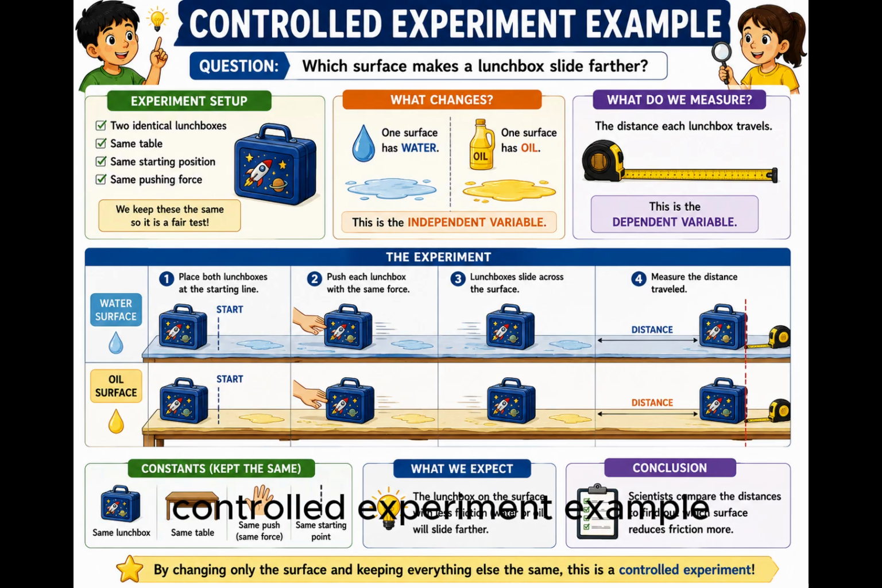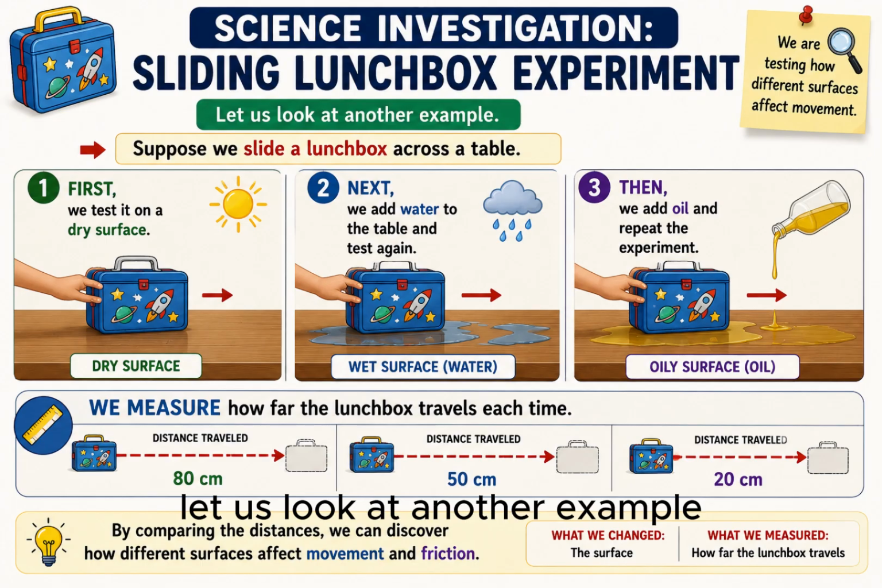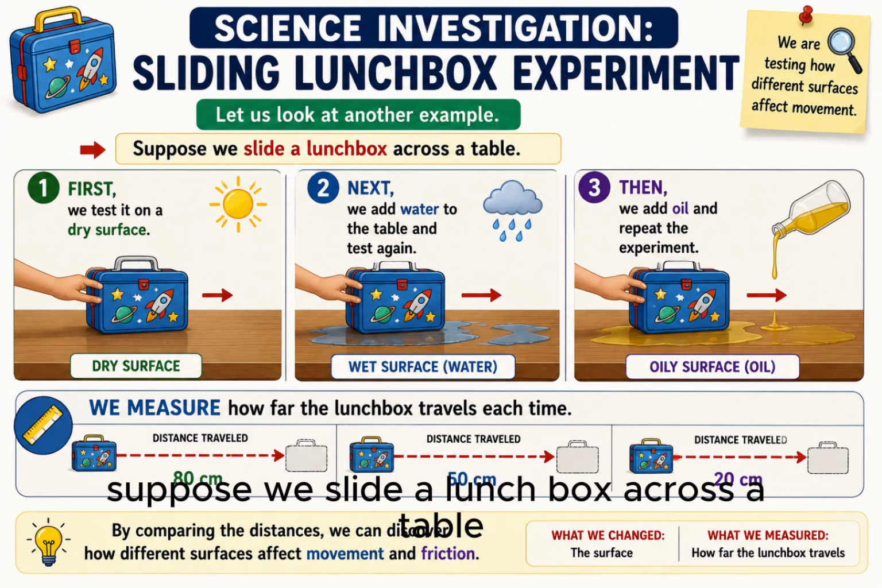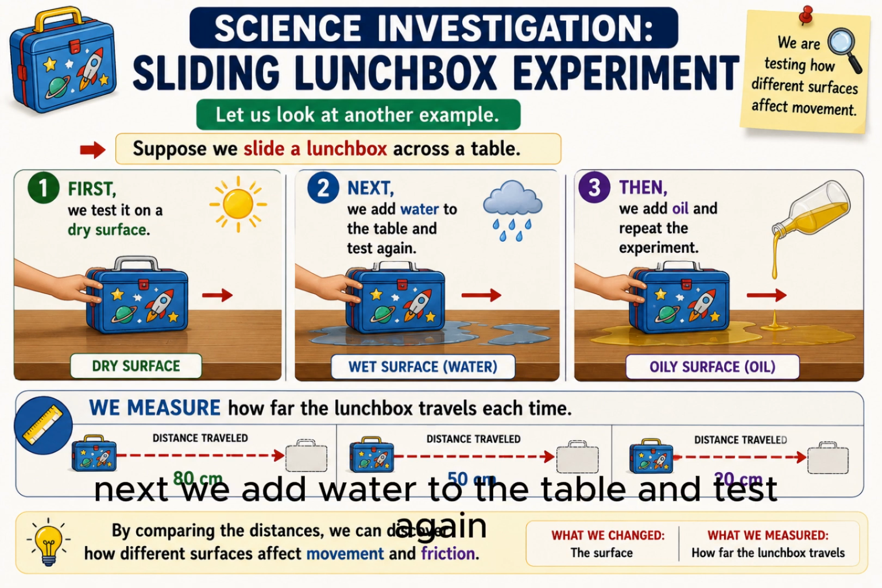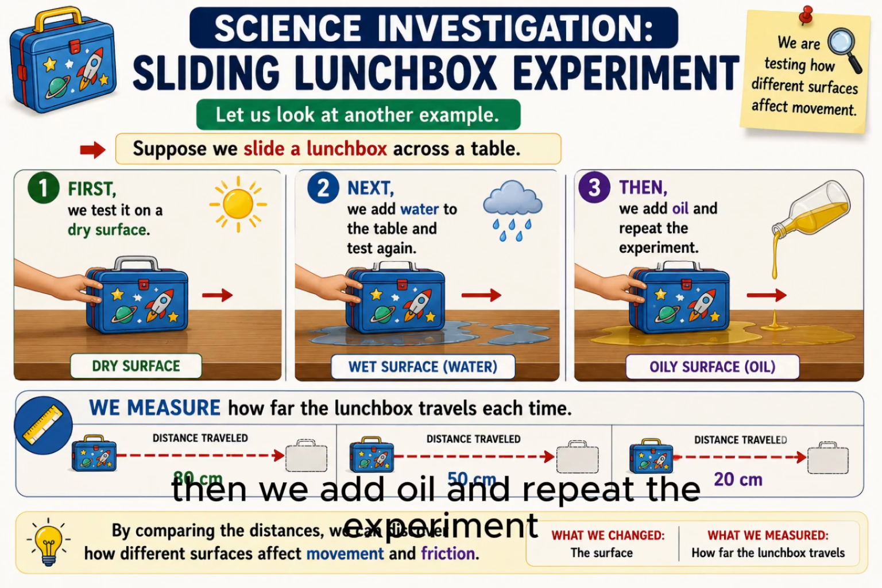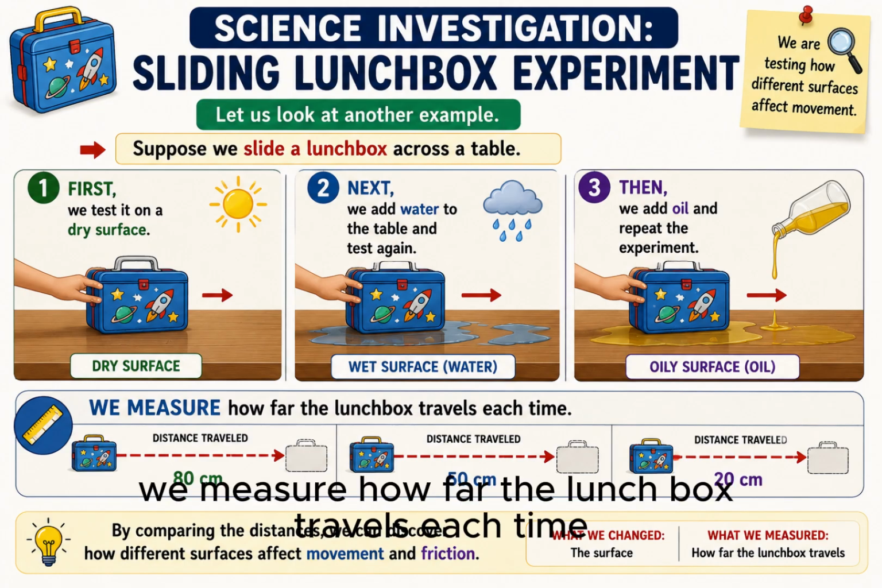Controlled experiment example. Let us look at another example. Suppose we slide a lunchbox across a table. First, we test it on a dry surface. Next, we add water to the table and test again. Then we add oil and repeat the experiment. We measure how far the lunchbox travels each time.